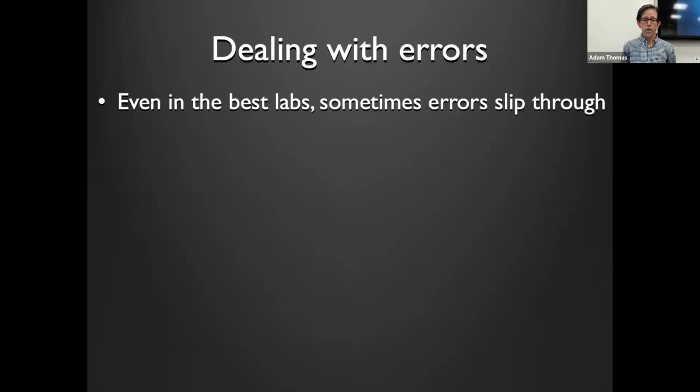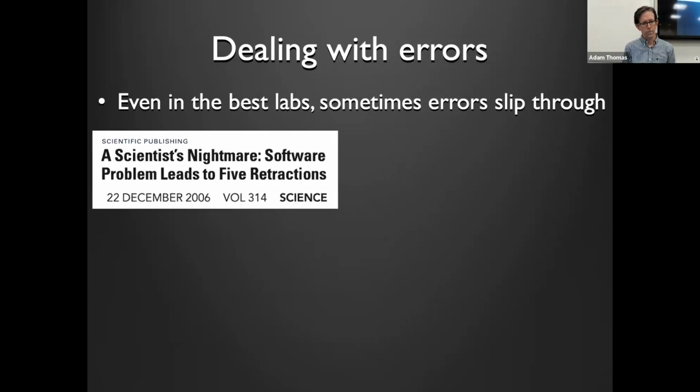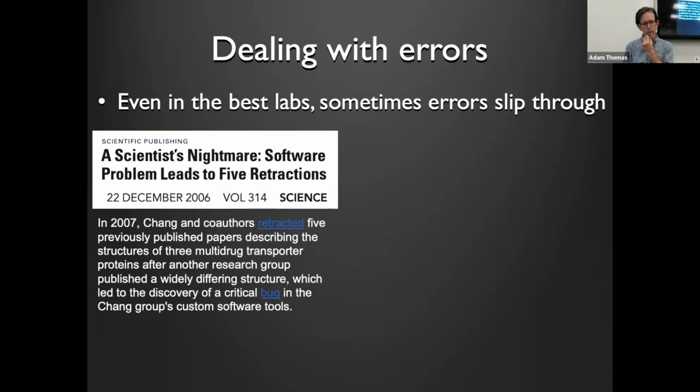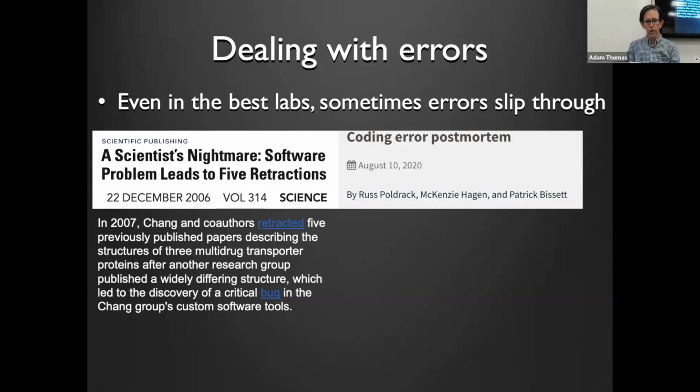And then dealing with errors. So again, even in the best labs, sometimes errors will still slip through. There's an article here, it goes all the way back to 2006, about a software problem that led to 5 retractions. I'm just going to read a little bit from this. In 2007, Chang and co-authors retracted 5 previously published papers describing the structure of 3 multi-drug transporter proteins after another research group published a widely differing structure, which led to the discovery of a critical bug in Chang's custom software tools. Again, I referenced this before.